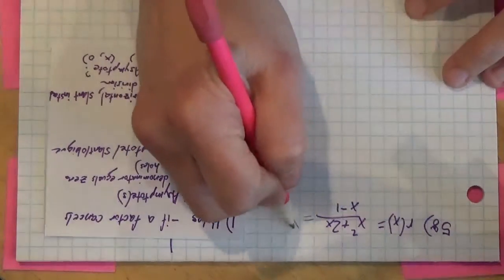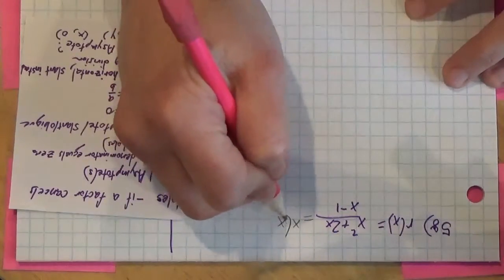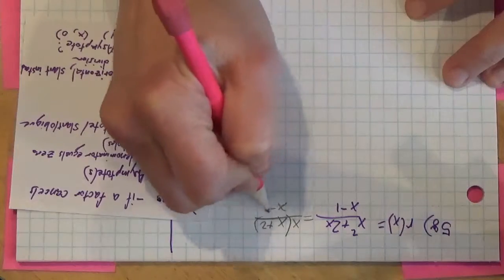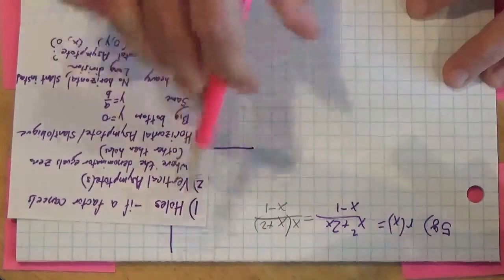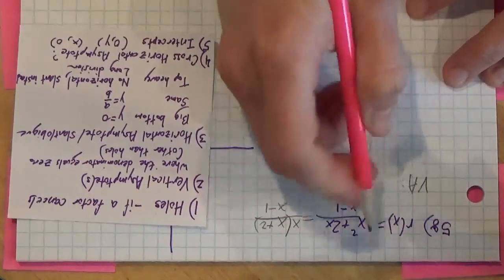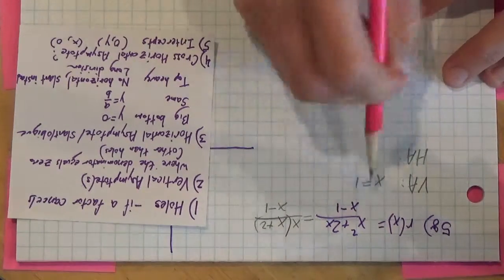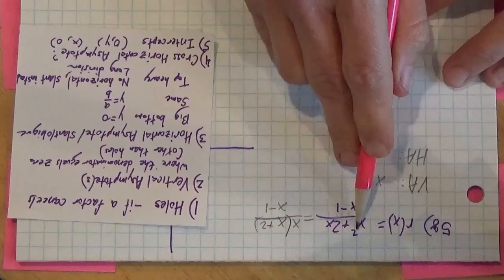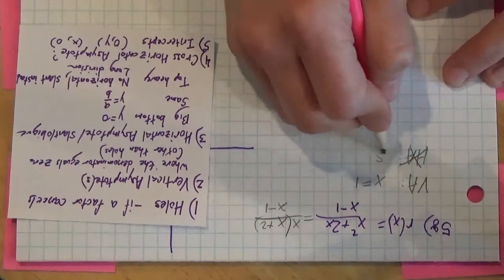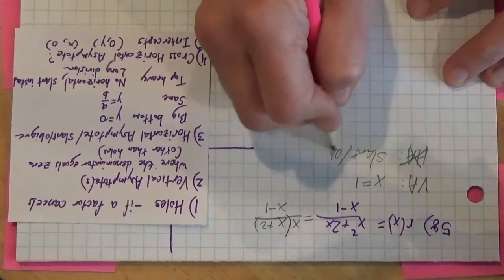So we'll factor the top to see what's going on. This is x times (x plus 2) over (x minus 1). Nothing's canceling, so no hole. The vertical asymptote is going to be x equals 1, where the denominator equals 0. The top is bigger, so there's no horizontal; there's a slant or oblique.